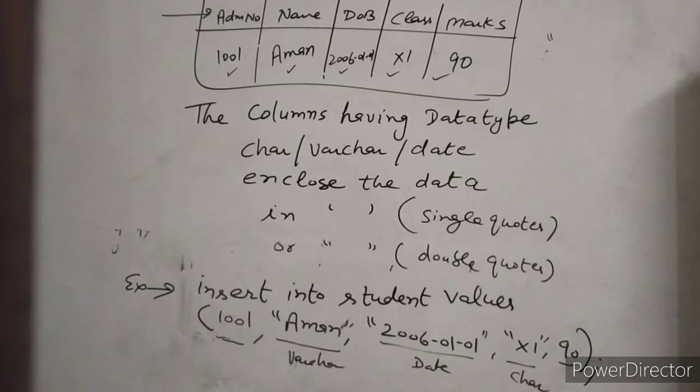I think this command is clear to all of you. Again I am revising: insert into student values bracket. Write this as a rhythm: insert into table name values bracket. Clear? All the syntax you have to learn like this. Make a rhythm. Insert into table name values bracket. Then write all the values. First value is admission number, second is name, third is date, fourth is class, fifth is marks. Then close the bracket. Semicolon. Clear?